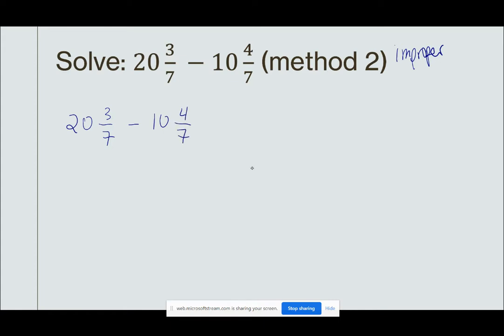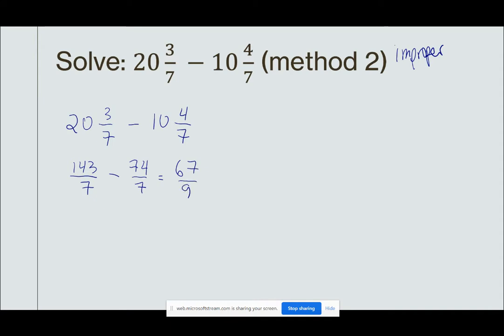When I convert, I take my denominator and my whole number, and I'm going to multiply them. When I do that, I get 140, and I'm going to add 3. So I have 143 all over 7 minus, same thing here, 7 times 10 is 70, plus 4 is 74, all over 7. Okay, so when I subtract those, I end up with 69 over 7.